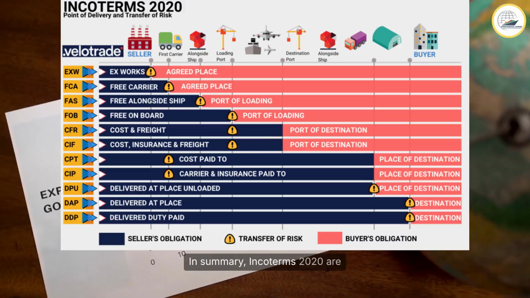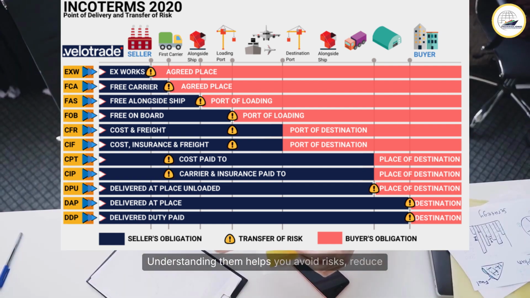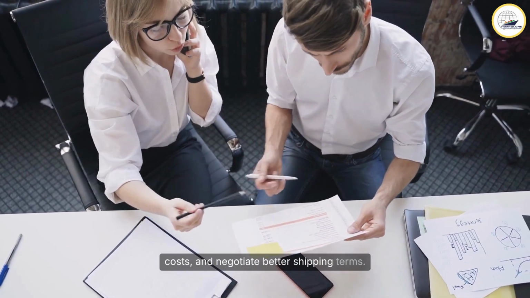In summary, Incoterms 2020 are essential for smooth global trade. Understanding them helps you avoid risks, reduce costs, and negotiate better shipping terms.